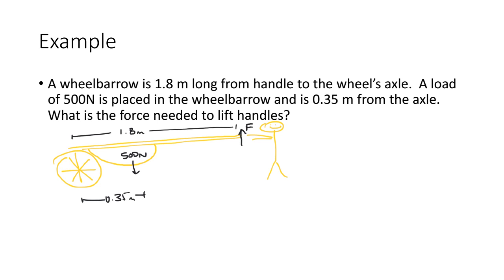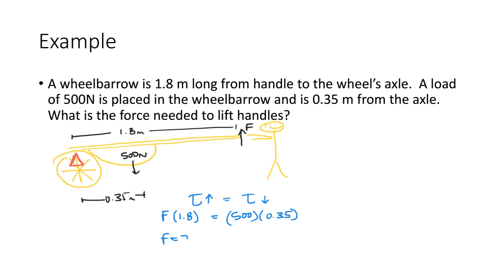In this problem, the point of rotation is located right here, which means that instead of comparing the torque left to the torque right, we're now comparing the torque up to the torque down. The torque up is the force supplied by the person multiplied by the distance between the person and the point of rotation. We'll set that equal to the force of the wheelbarrow multiplied by the distance between the wheelbarrow and the point of rotation.